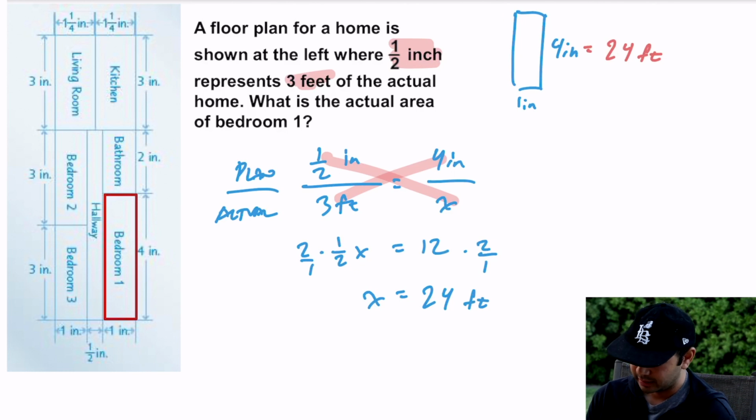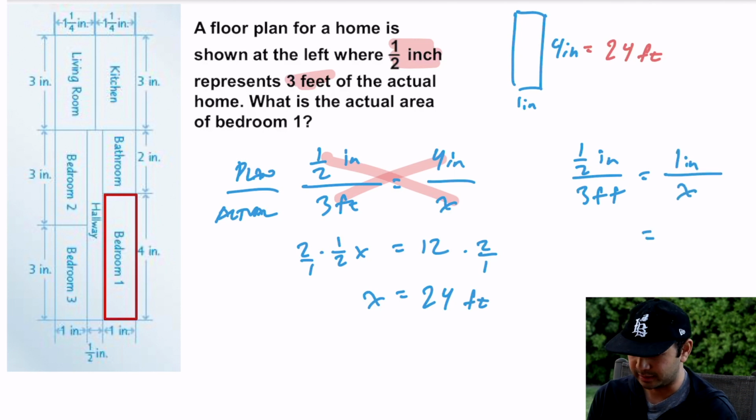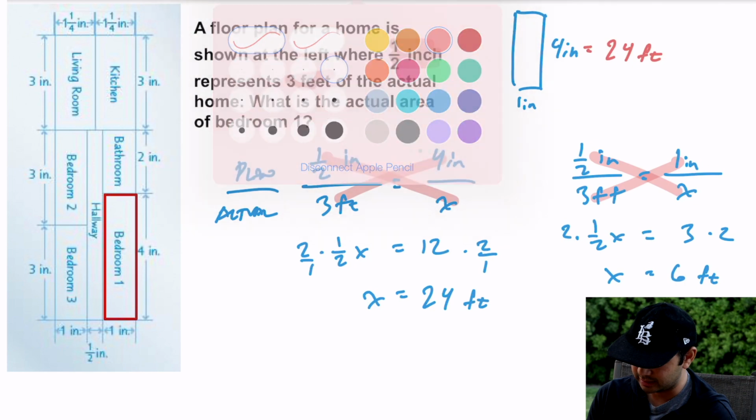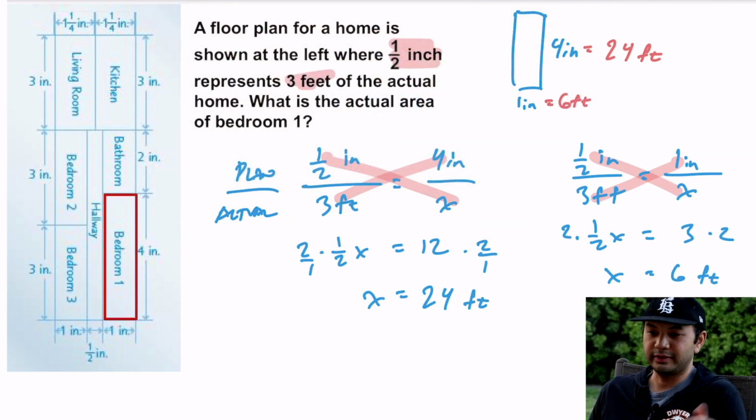Let's worry about the width. So the scale stays the same. 1 inch is to 3 feet, so it's 1/2 of an inch is to 3 feet, as 1 inch here is to x. Okay, so maybe you can kind of do that in your head. So from 1/2 to 1, you just multiply by 2. But for the sake of, if you don't know, let's go ahead and cross multiply. So this is 1/2 x equals 3. And then same thing, you multiply by 2 on both sides to get 6. And this is 6 feet. And let's be safe, I'll write 6 feet here. All right, so we have all that so far.